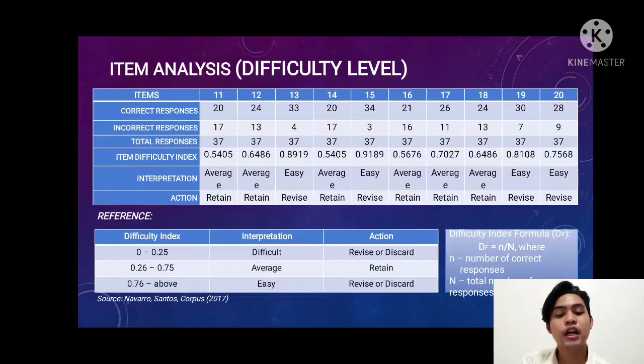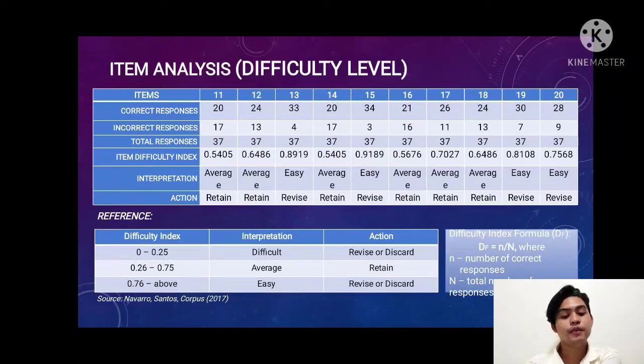Item number 12 got 24 correct responses with 13 incorrect responses, and its item difficulty index is 0.6486 with an interpretation of average, and action should be retained. In item number 13, it got 33 correct responses, 4 incorrect responses, and 0.8919 item difficulty index with interpretation of easy, and action should be revised.